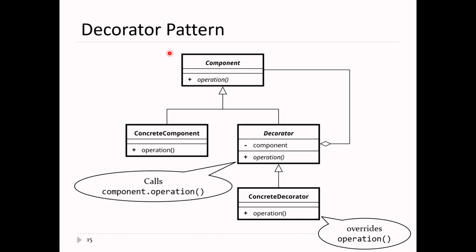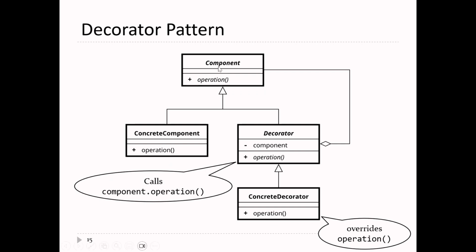Here's component, so it's abstract. It's an abstract class or an interface of some kind. It provides one or more public methods. So operation is the one public method that this component has. So you can make a concrete component. In our case, this might be action, and this is going to be task.